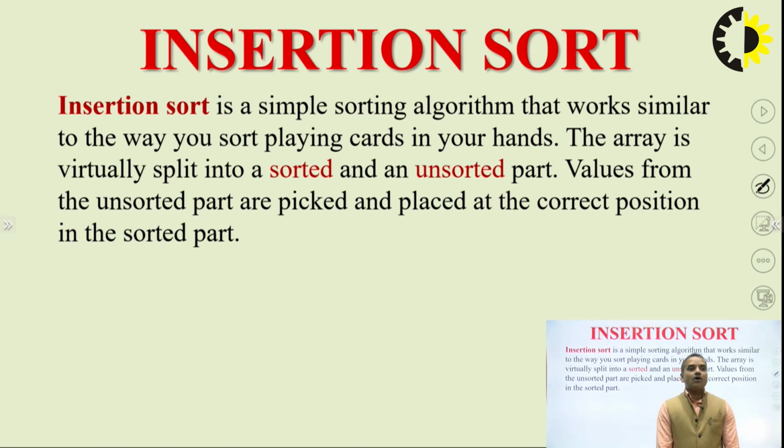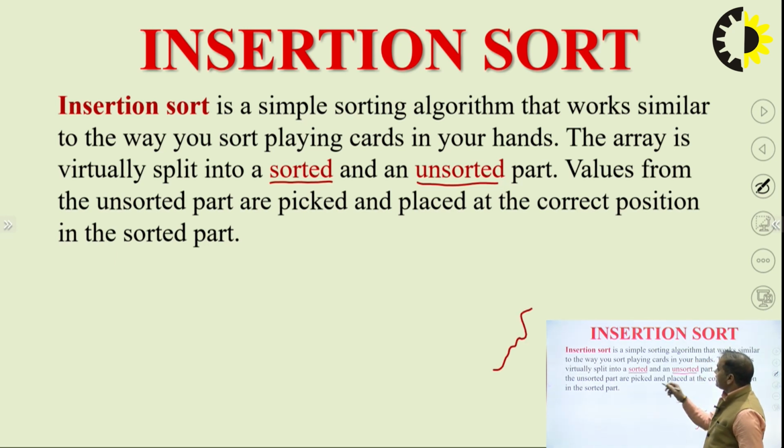The values from the unsorted part are picked and placed at the correct position in the sorted part. That means we select an element from the unsorted part and put it into the sorted part. Now this step is repeated. The next element is picked from the unsorted part and put inside the sorted part, and so on. We have to sort the given array in ascending or descending order.